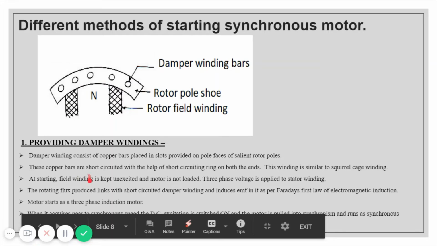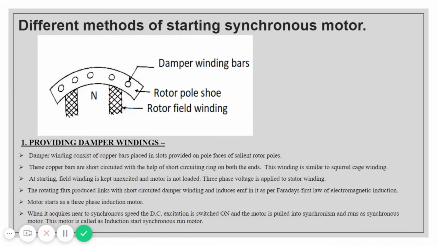Now the damper winding consists of copper bars placed in slots provided on the pole shoes of salient rotor poles. These copper bars are short circuited with the help of a short circuiting ring on both ends. This winding is similar to the squirrel cage winding.